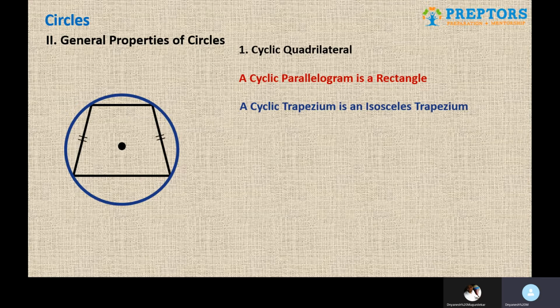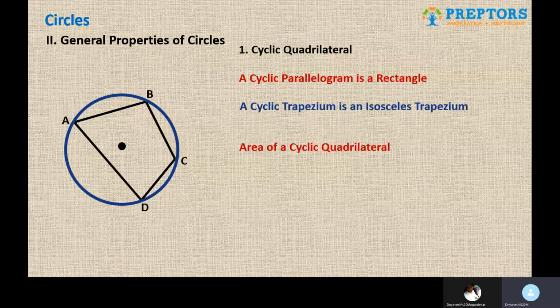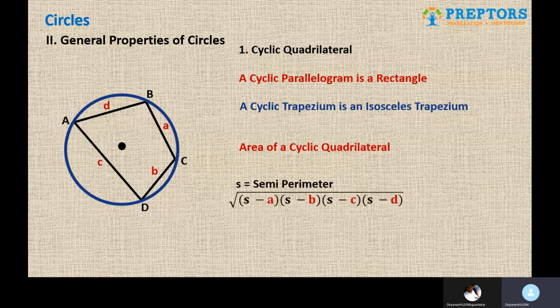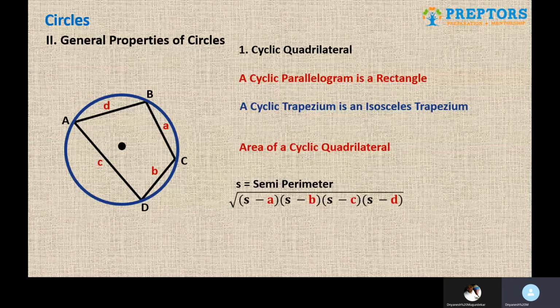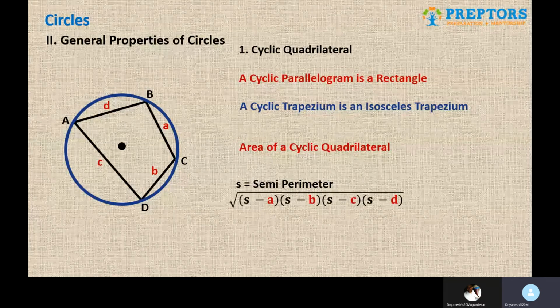The next one, area of a cyclic quadrilateral. Area of a cyclic quadrilateral is given by a formula which is actually Heron's formula. If you remember the formula for the area of the triangle, you just remove that additional s. So the formula becomes square root of s minus a into s minus b into s minus c into s minus d, where a, b, c, d are the sides of the cyclic quadrilateral and s is the semi-perimeter of the cyclic quadrilateral. So this is how you can find the area of the cyclic quadrilateral.